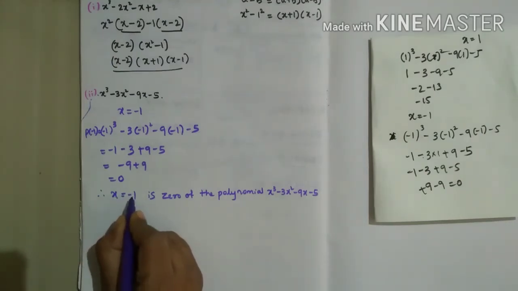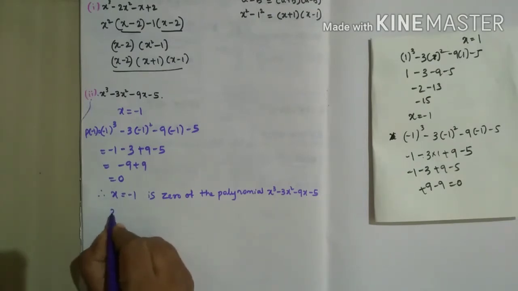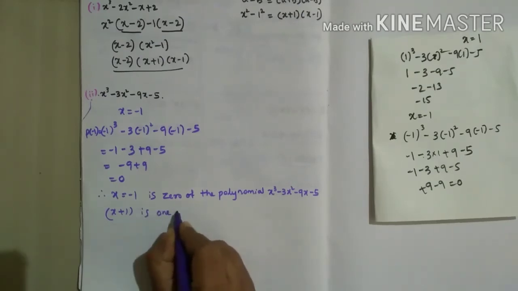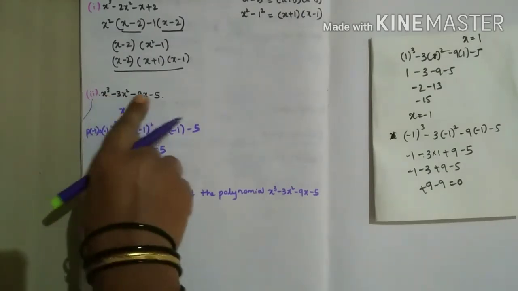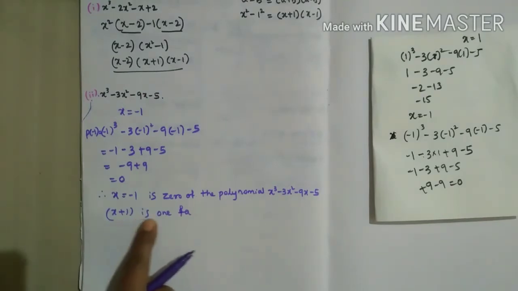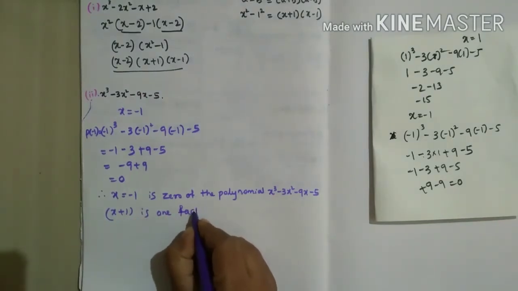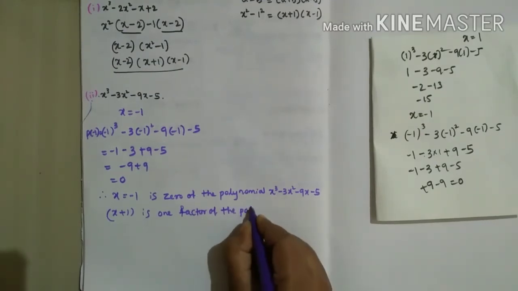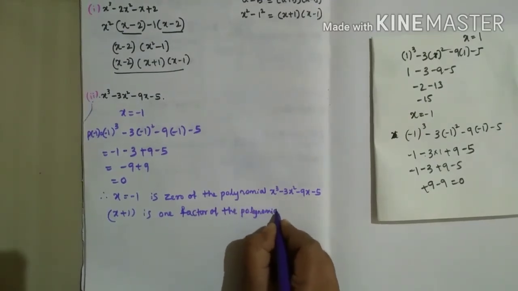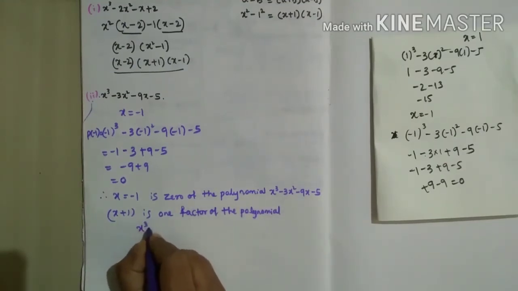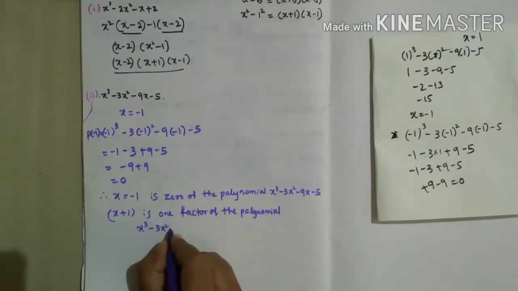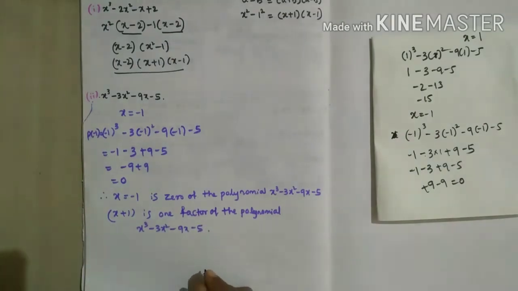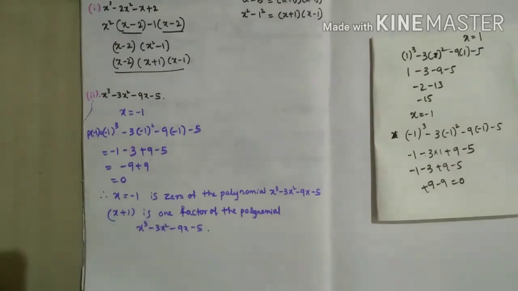Now this x minus 1, if I transfer to the left side, it will become x plus 1 is a factor. Actually, totally 3 factors we are going to get here. So in that, x plus 1 is 1 factor of the polynomial x cube minus 3x square minus 9x minus 5. Like this we should do it. Now we got only 1 factor here.